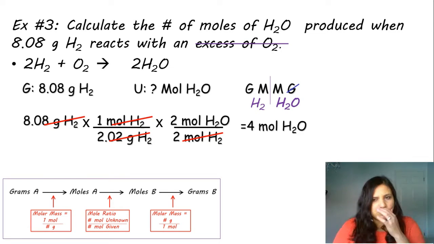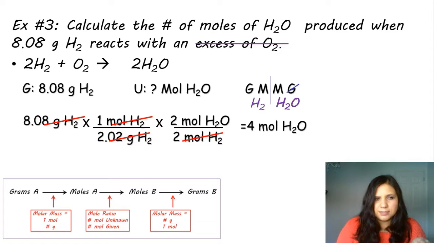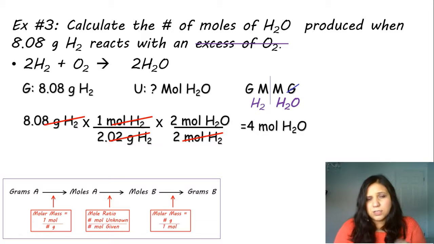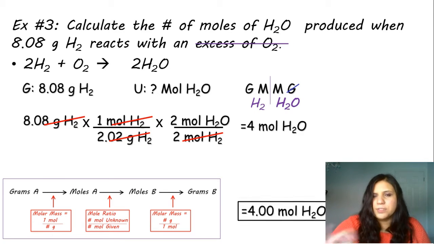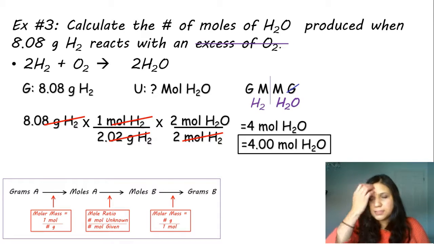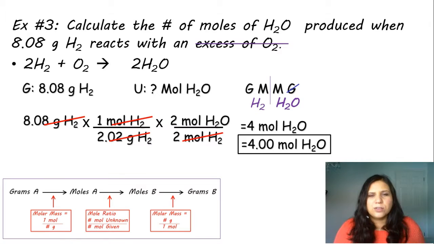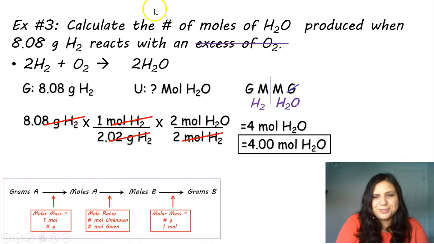Hopefully you see there's something wrong with this. Think about what this should be. We've got 3 sig figs here, and then 3 sig figs in the molar mass, and then unlimited sig figs in the mole ratio. So we need 3 sig figs, and this has only got 1. So we have to turn it into 3 sig figs. So that's going to be 4.00 moles of water. Okay, so hopefully you're getting the hang of this and you just have to do some practice.